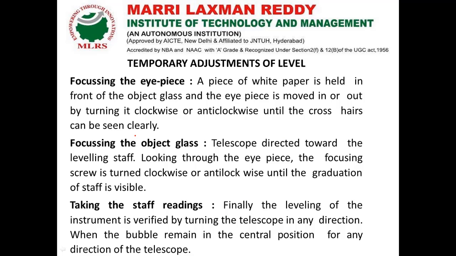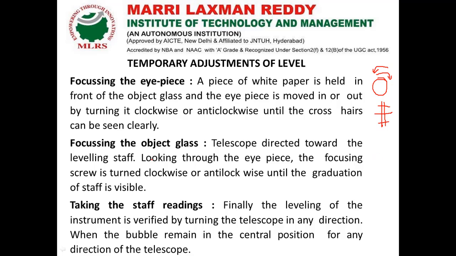And the third one is elimination of parallax. Here it involves three operations. One is focusing the eyepiece. By focusing the eyepiece, that is, with the eyepiece arrangement, you can rotate clockwise or anti-clockwise so that we get clear visibility of the crosshairs which are present in the diaphragm.